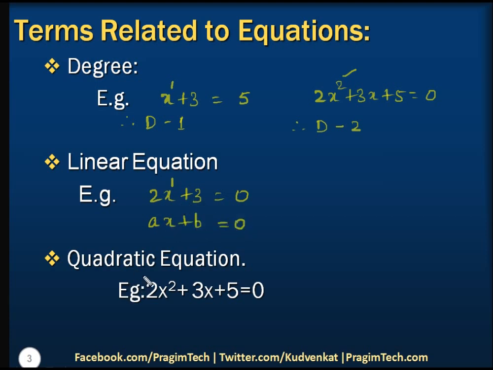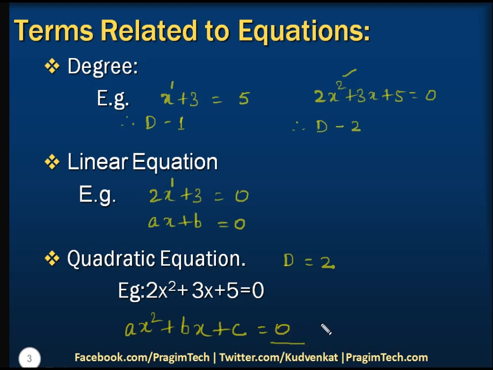Now let's see what is a quadratic equation. If the variable degree is 2, then it is called a quadratic equation. One example is 2x² + 3x + 5 = 0. Here variable power is 2, right? So the general representation of a quadratic equation is ax² + bx + c = 0.